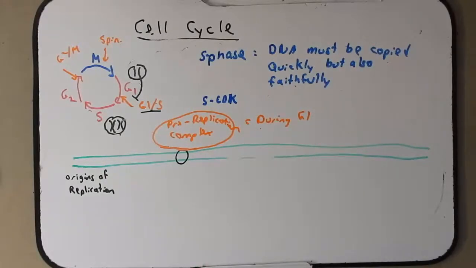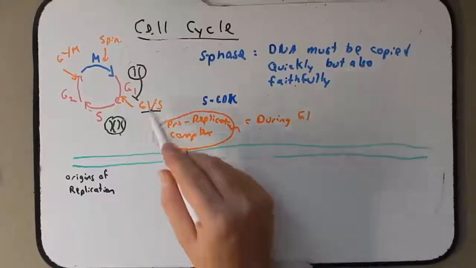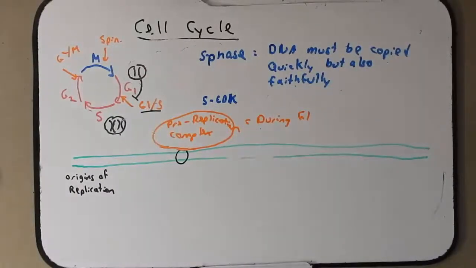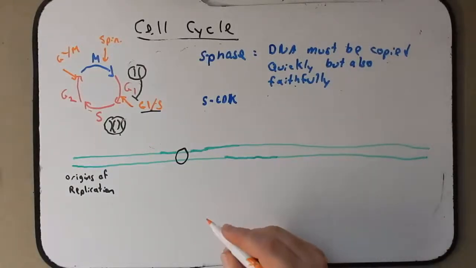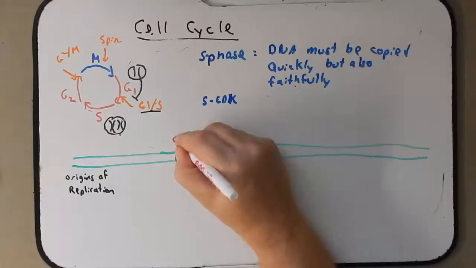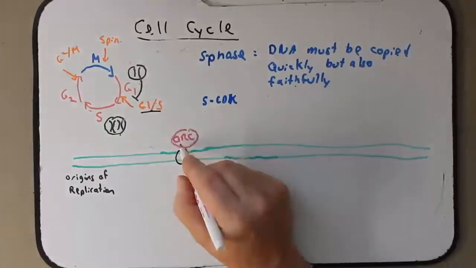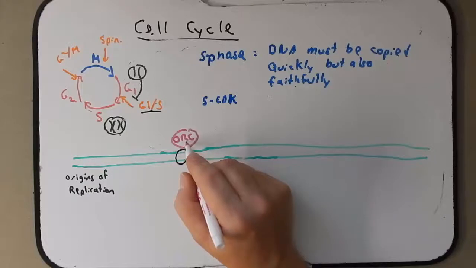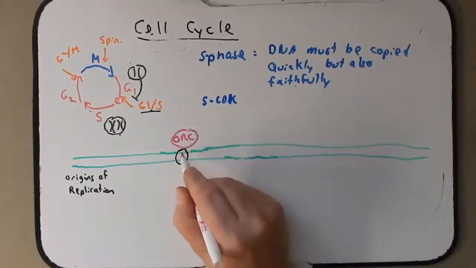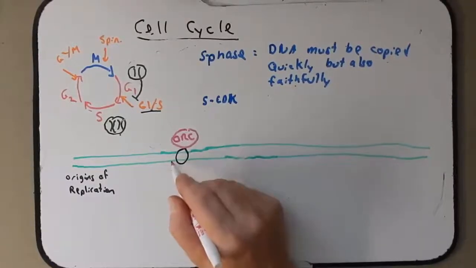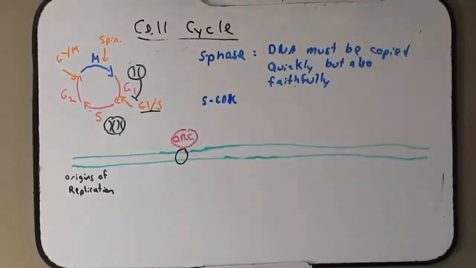Again, that very abrupt on and off switch is possible because of this proper planning during the previous stage or phase. So what is this pre-replication complex? Well, let's talk about some of the proteins. And the first one that binds is called ORC. The ORC stands for Origin of Replication Complex. It's the first one, and it's important because it identifies where these origins of replication are. That's its job. Once it's identified where these origins of replication are, it will begin to recruit several other proteins.